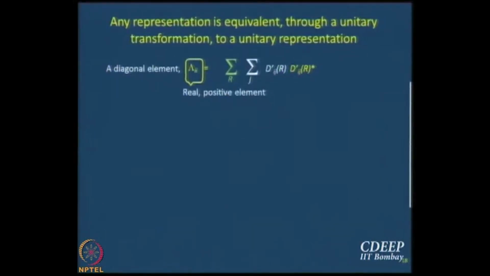Fine. Now what do I do? How does it help if it is real and positive? What are the things that we can do with real and positive numbers that we cannot do with real and negative numbers?